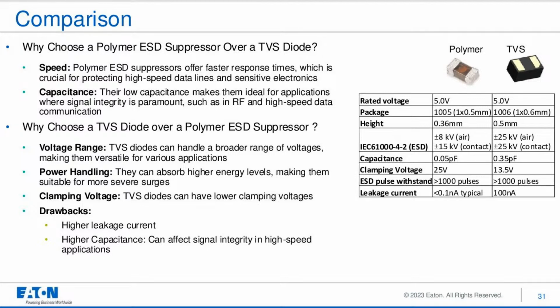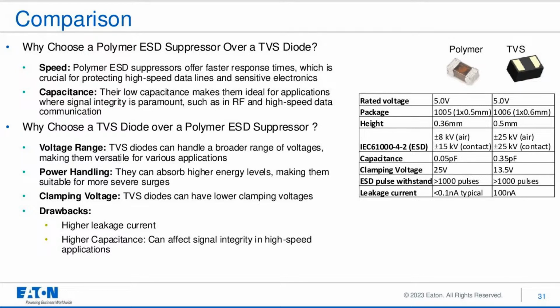Focusing on ESD and looking at a comparison between polymer surge suppressors and TVS diodes with a similar 5-volt rating, both technologies share a similarly small footprint. However, the TVS diode is 50% taller. Looking at power handling, the TVS diode can handle 25 kV air and contact voltage, whereas the polymer surge suppressor can handle a more limited 8 kV air and 15 kV contact.